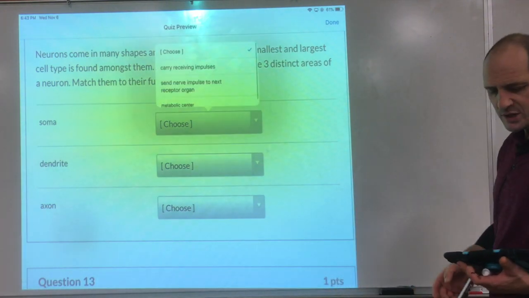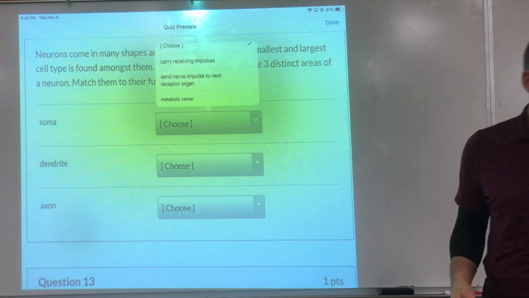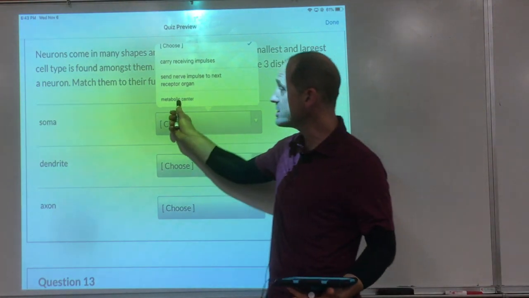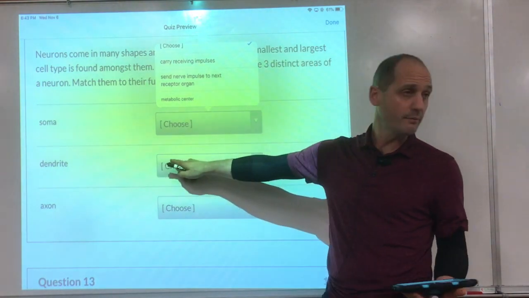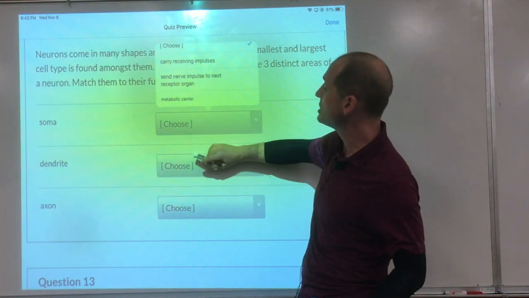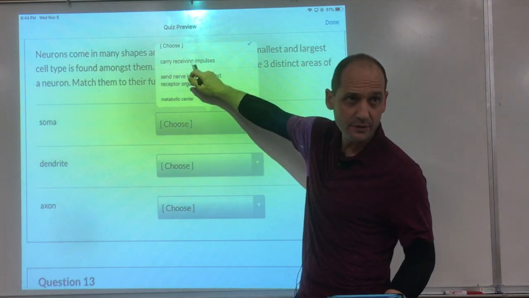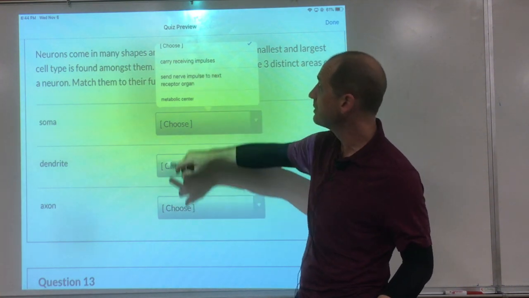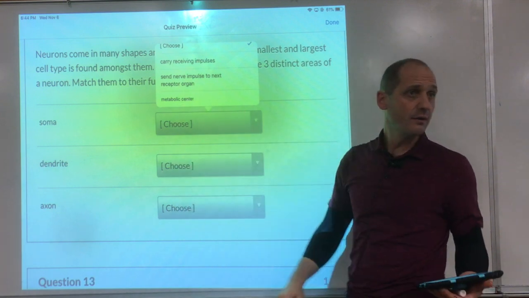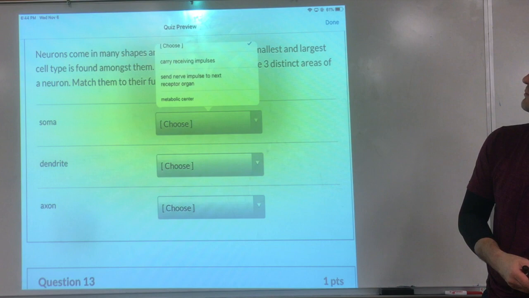And so what is what? What is the soma? The metabolic center is the soma. The dendrite is what? Receiving or sending? Receiving is dendrite. And axon? Sending. They send a nerve impulse to the next receptor organ.